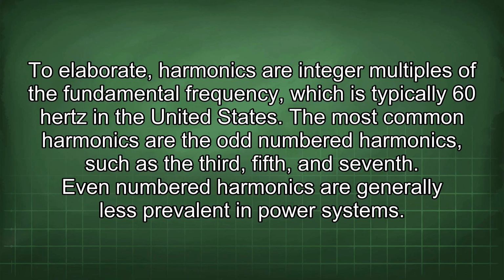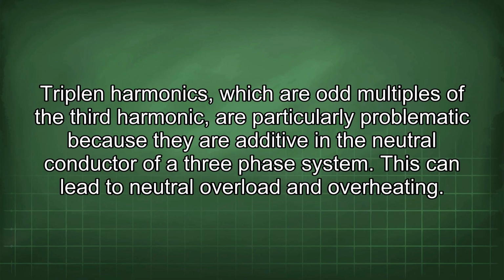To elaborate, harmonics are integer multiples of the fundamental frequency, which is typically 60 Hz in the United States. The most common harmonics are the odd-numbered harmonics, such as the third, fifth, and seventh. Even-numbered harmonics are generally less prevalent in power systems. Tripling harmonics, which are odd multiples of the third harmonic, are particularly problematic because they are additive in the neutral conductor of a three-phase system. This can lead to neutral overload and overheating.